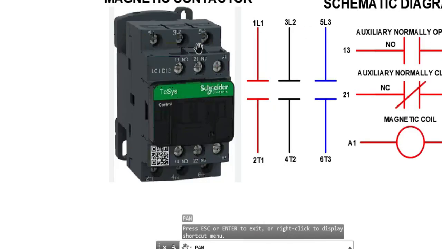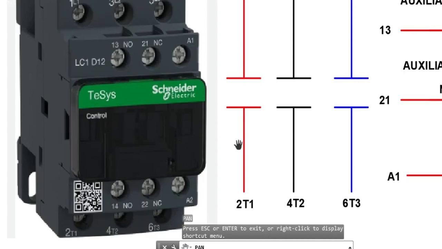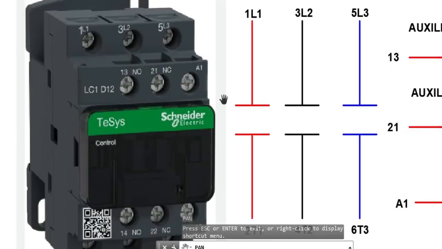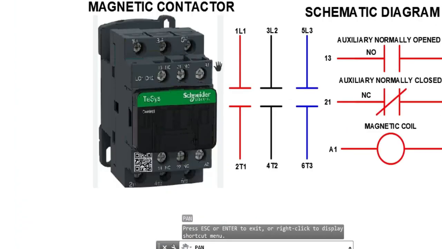The purpose of this magnetic contactor is for electrical devices. For example, if you have an electric motor, for the safety of the winding of the electric motor, you can connect the power through this magnetic contactor. This magnetic contactor can close and open the power of the electric motor.